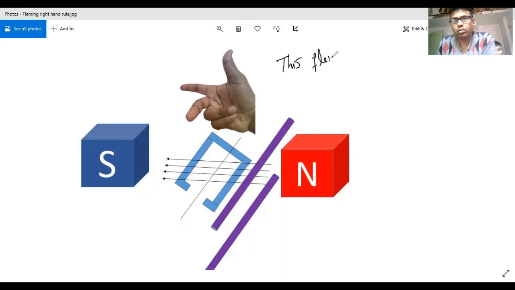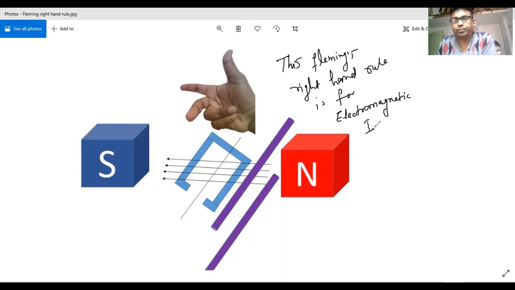This Fleming's right hand rule is for electromagnetic induction. Electromagnetic induction means the electricity is induced in the conductor because of the magnetic effect.